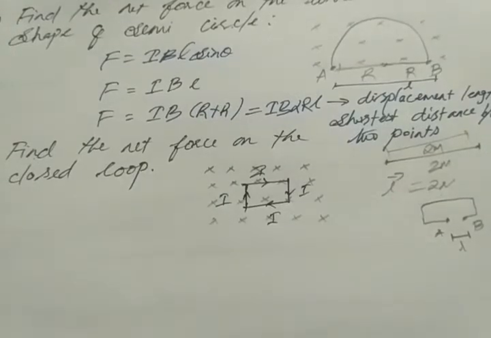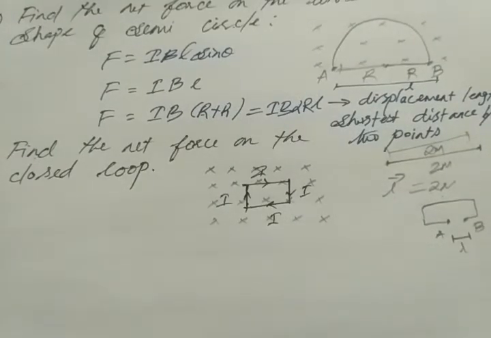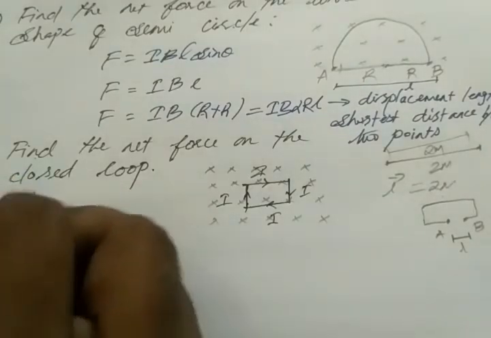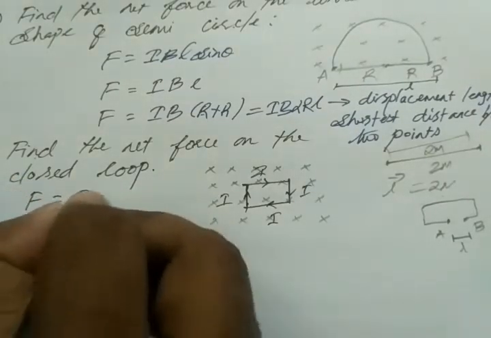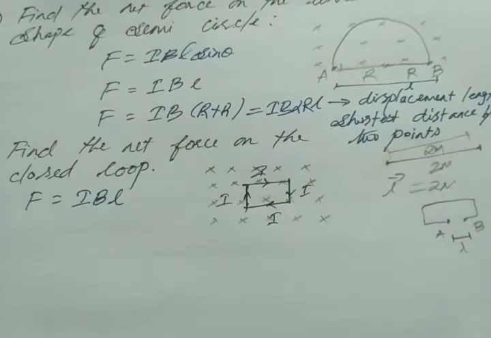Find the net force on the closed loop. We have a square loop, and we have to find the net force acting on this loop. Current is flowing in the clockwise direction in this loop. The loop exists in the XY plane and the magnetic field is in the Z axis, so the angle must be equal to 90 degree. Formula: F equal to IBL. So what is L here?